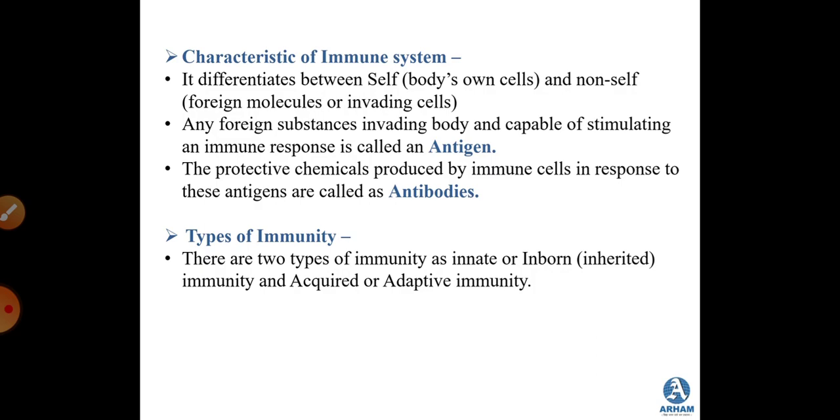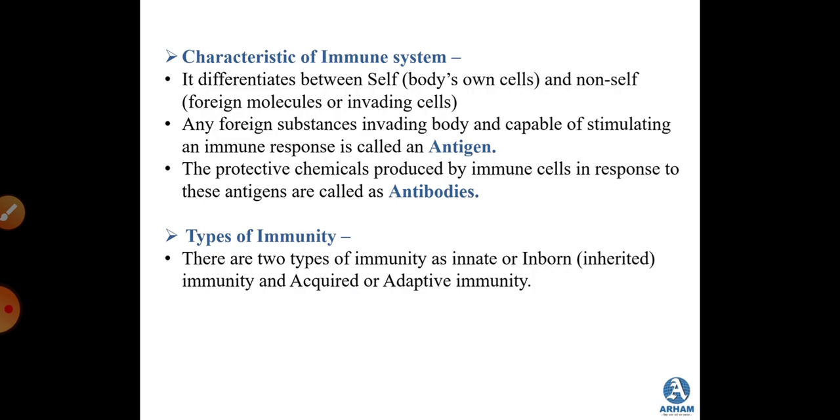And to encounter these antigens, the immune system in our body produces certain protective chemicals. The protective chemicals which are produced by the immune cells in our body in response to these antigens are called antibodies.